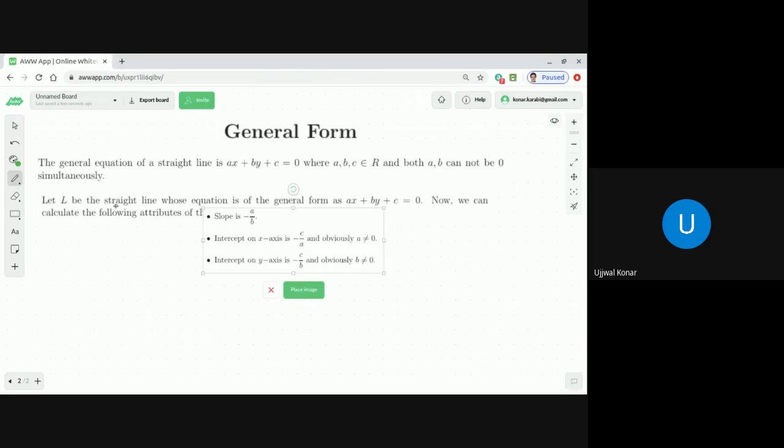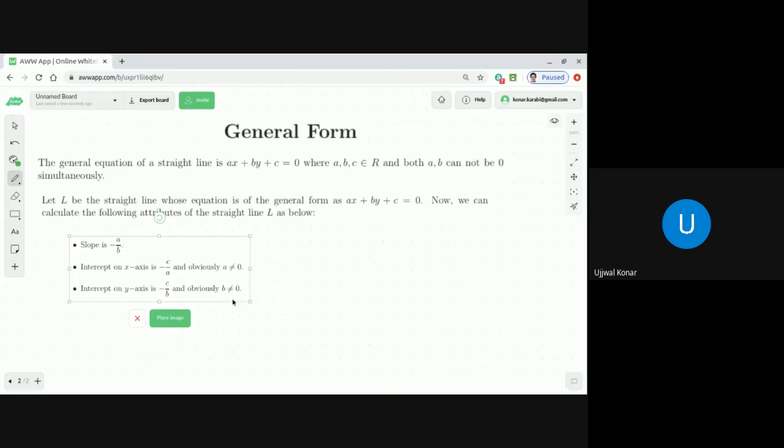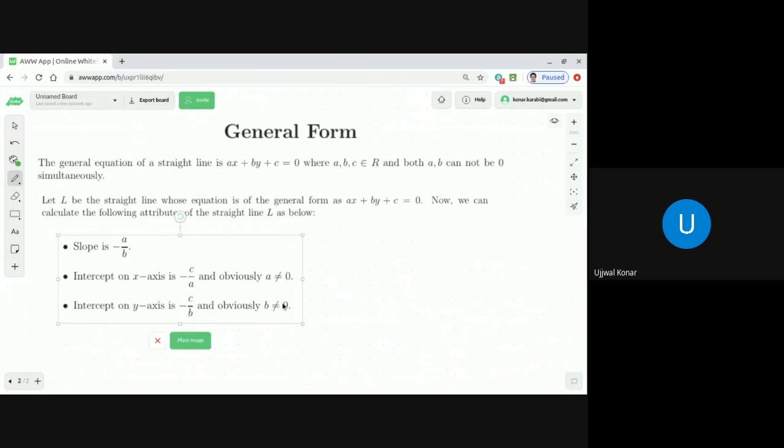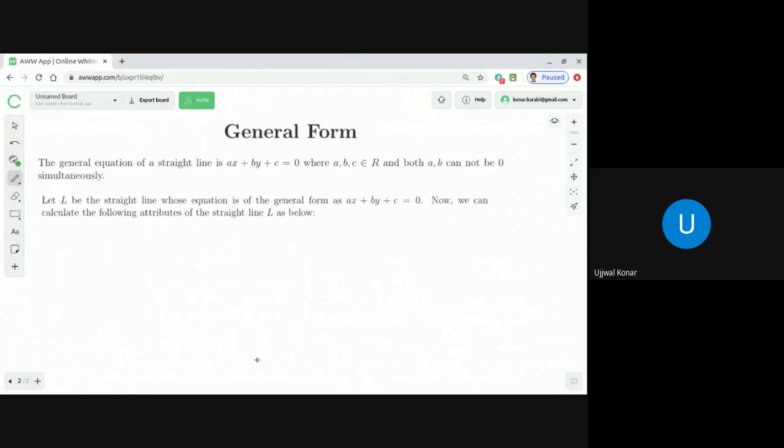The first attribute I would like to discuss is the slope. The slope is minus a by b. How does the slope become minus a by b? I want to discuss this with you. Let me only give that the slope is minus a by b.